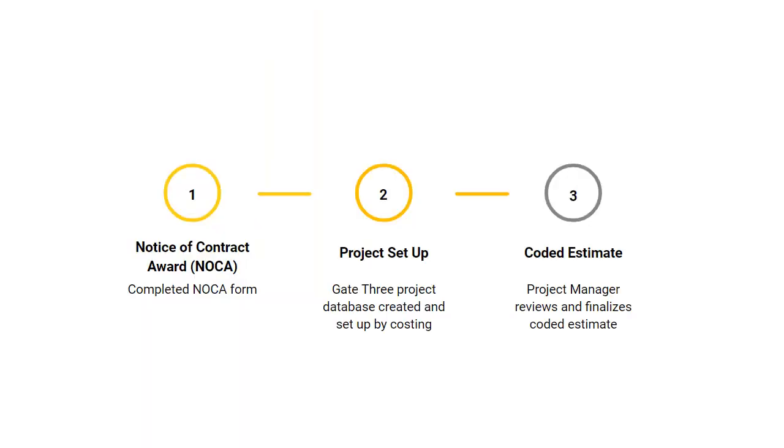Let's review the series of events that have to occur in order to use the costing module effectively. The official prime contract is received and the project manager of record fills out the NOCA form. Costing creates the project database based on the contract award, and the project team can then begin the process of reviewing, coding, and finalizing the coded estimate. For more information on steps 1 and 2, refer to the overview of the Gate 3 project creation and costing setup process video.